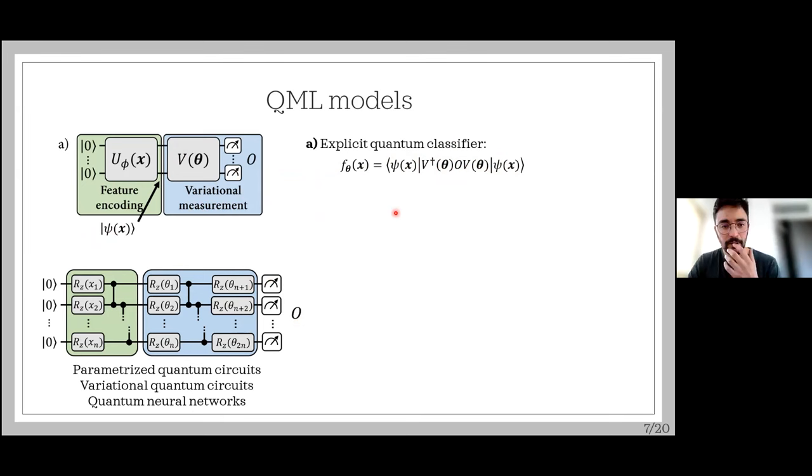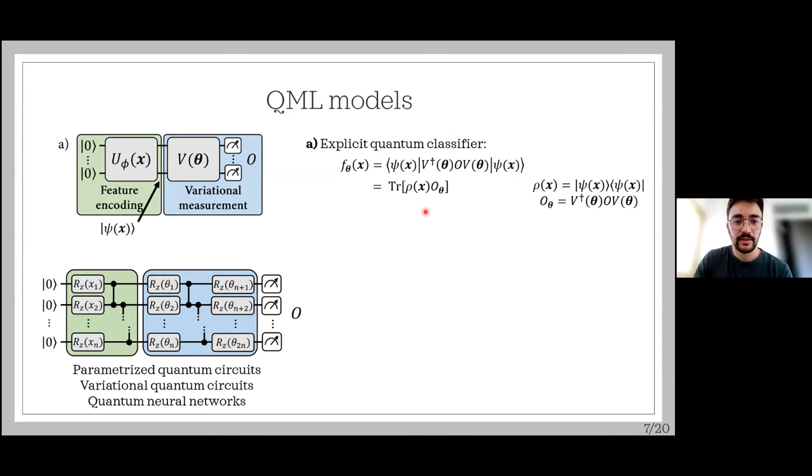It may not be clear from this that this is a linear model in the sense that we had before, because in this picture of expectation values it is not super clear. But if you go into the Hilbert-Schmidt inner product picture of expectation values, then you already see it. Instead of considering this psi as a pure state, consider its density matrix instead, rho of x. And what you can do as well is absorb this variational unitary into your Hermitian observable O, such that I give you O theta.